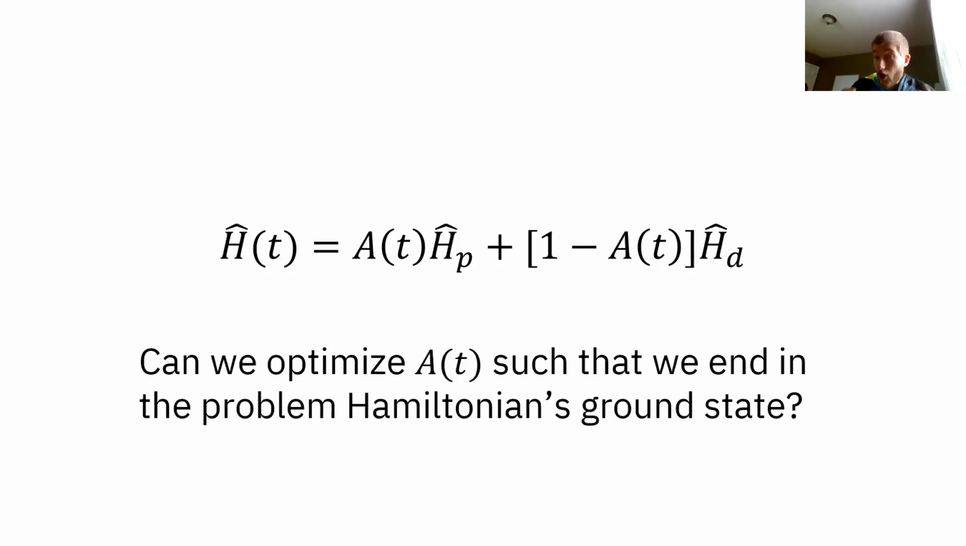In particular, can we optimize this function, this A of t, such that we end up in the problem Hamiltonian's ground state? So this is really what we wanted to do. When we start talking about optimizing this A of t, well, A of t is a function. It has some constraints, for example, we want at the end of the annealing time that this function is equal to 1, so that we don't have the driver Hamiltonian in this expression anymore. But other than this, there's a lot of freedom as to what you want to choose for this A of t.